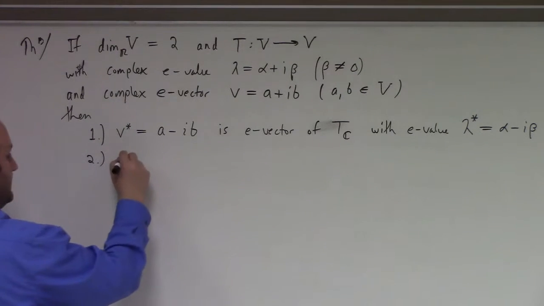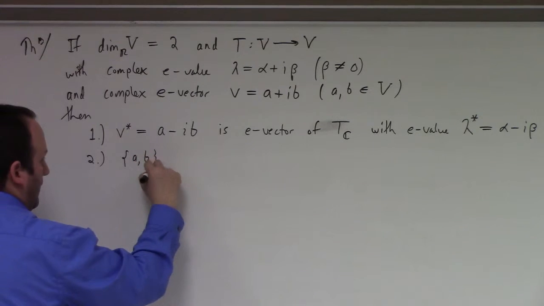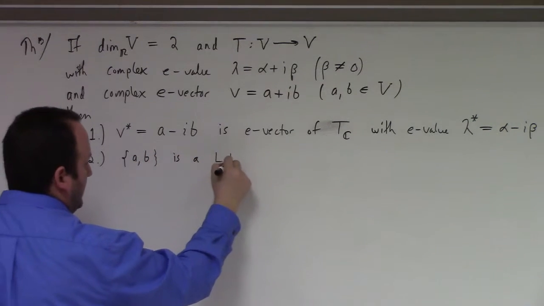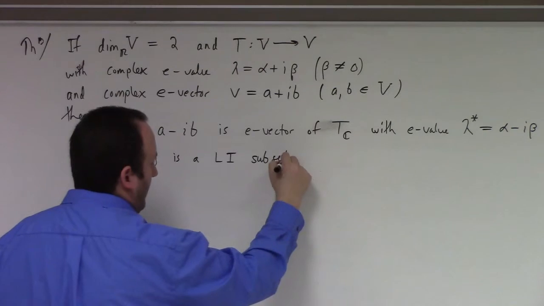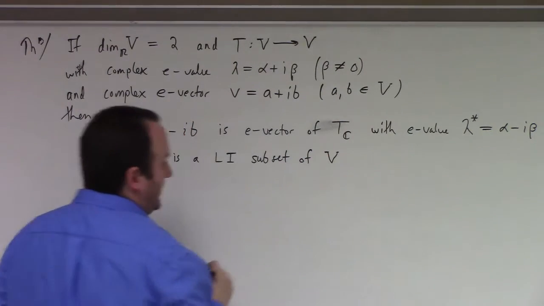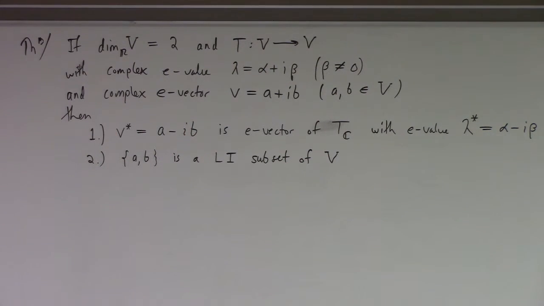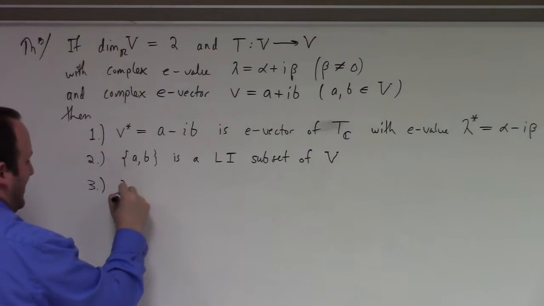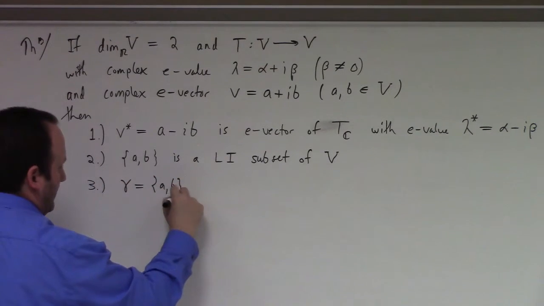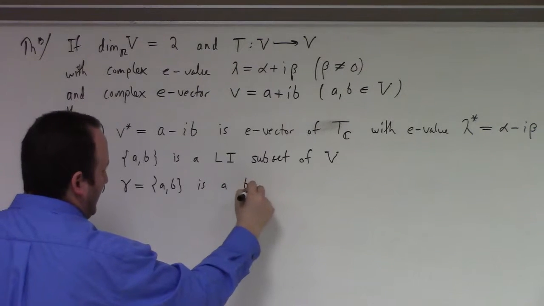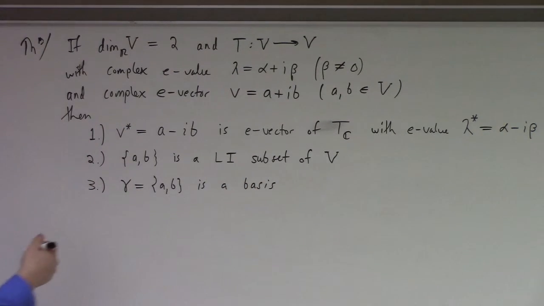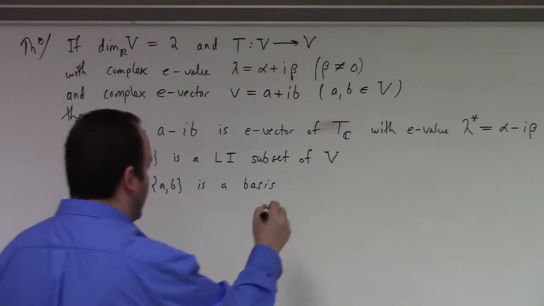Point number two. If you look at the set a, b, this is a linearly independent subset of the given vector space V. Three, gamma equals a, b is a basis. That's kind of immediate from point number two. There's nothing shocking there. If you have two linearly independent vectors, it's a basis. But here's the interesting part, a basis for V.